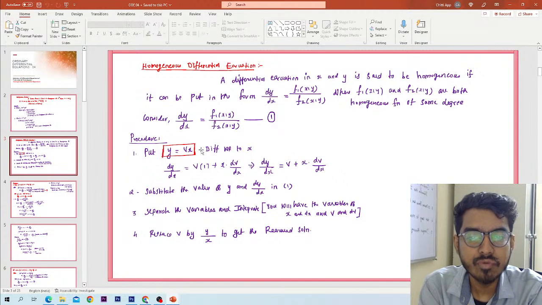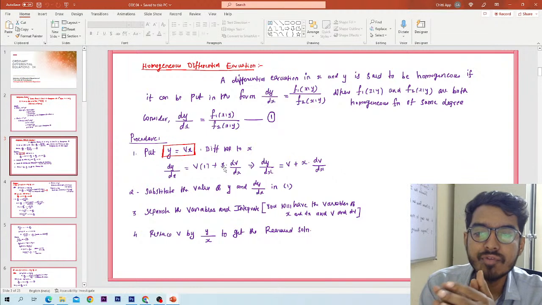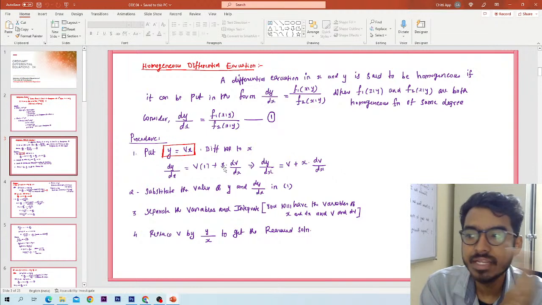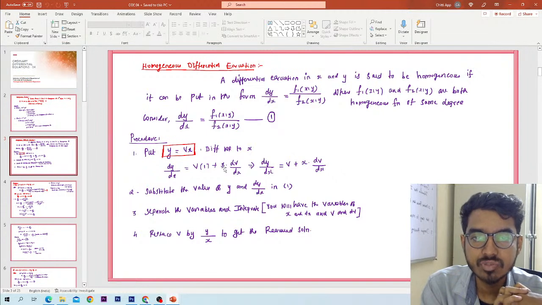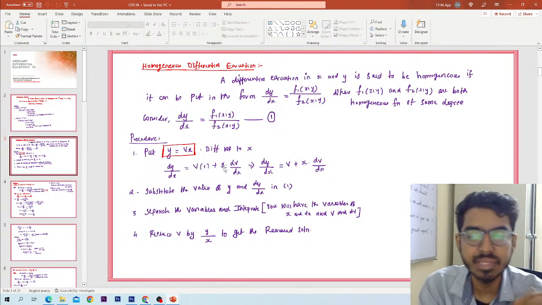Put y is equal to vx, so differentiate with respect to x, so you will have dy by dx is equal to v plus x into dv by dx. Now substitute the value of y and dy by dx in this equation and separate the variables. You will have functions of v and dv on one side, and functions of x and dx on the other side. Separate the variables and integrate. After that, replace v by y by x to get the required solution. This is what we discussed in the previous class.